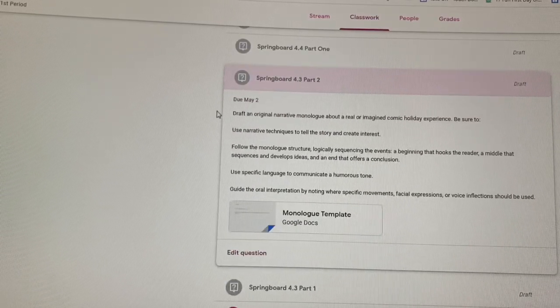And then here's your second assignment. This one's going to be to draft an original narrative monologue. So this I also got out of Springboard. And I think I'm actually going to go ahead and switch back over to the Springboard tab for this one. But this also, you can just type this out and answer the question. You do not need to attach anything.